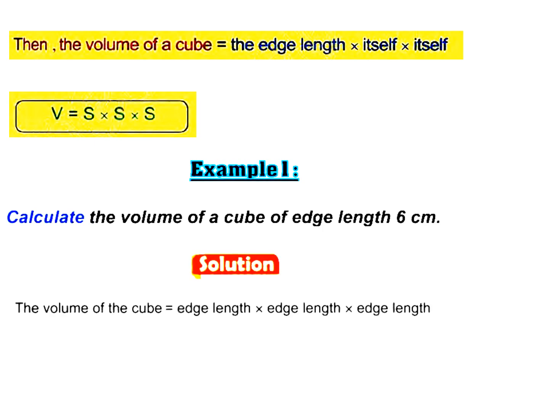The solution: firstly, the rule of the volume of the cube equals edge length times edge length times edge length, or S times S times S, as you like. So it equals 6 times 6 times 6, which equals 216 centimeter cube. Don't forget the unit of the volume, which is centimeter cube.